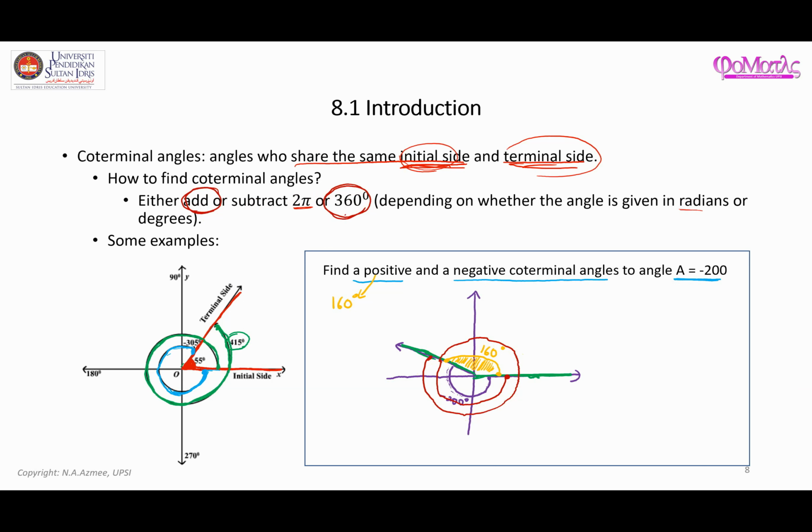So the next coterminal angle is negative 200 plus another negative 360 degrees, which is equal to negative 560 degrees. So these are the two angles which are the coterminal angles to angle A, equals to negative 200 degrees.